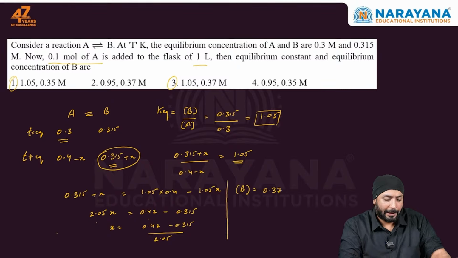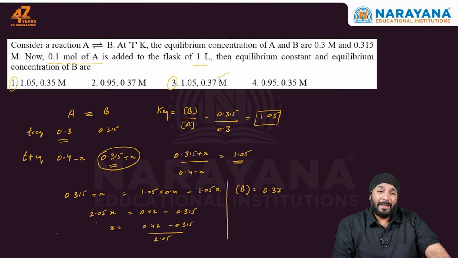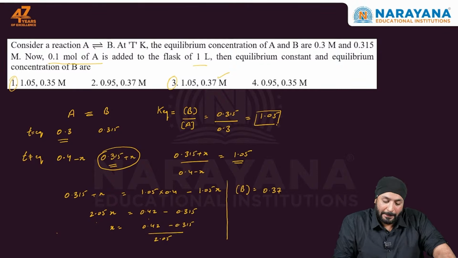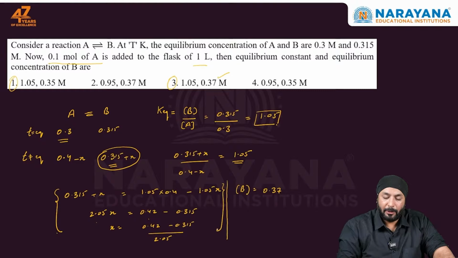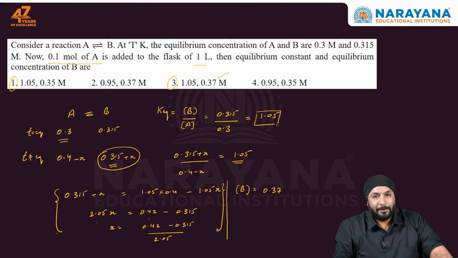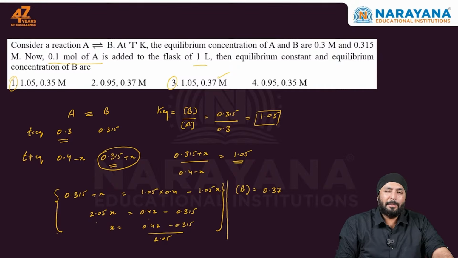So, the approximate answer will be 0.37. Among options 1 and 3, the answer will be 3. Now, this kind of question is simple, but a student should have good calculation skills in order to do that particular question perfectly, right. This question belongs to equilibrium, a simple question, but it is lengthy as per the calculation part, right.